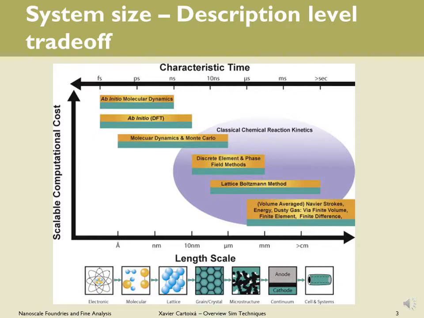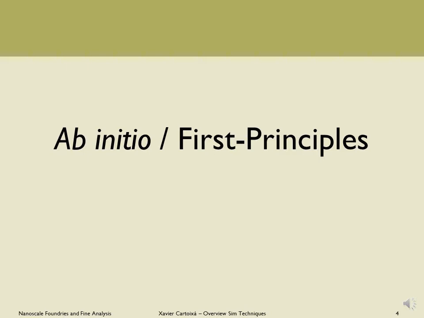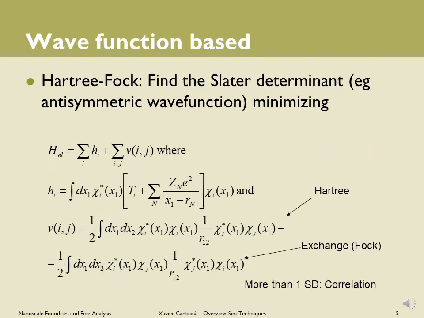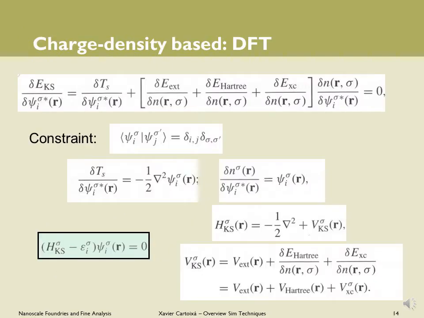not taken into account. So first, let's start with ab initio, also called first principles methods. There, the quantum character of matter is fully taken into account, and you have two large families, one with function-based methods, where you try to find a Slater determinant that minimizes the expectation value of the Hamiltonian, or you have density-based methods, such as density functional theory, where you try to find the charge density that minimizes the value of some total energy functional.